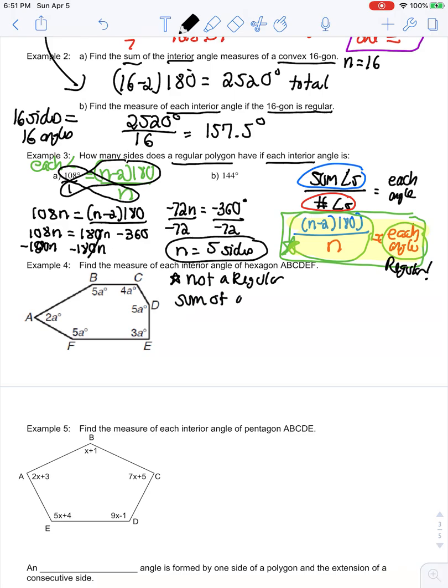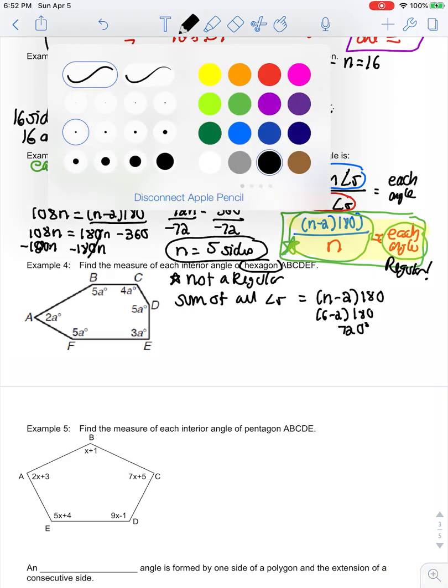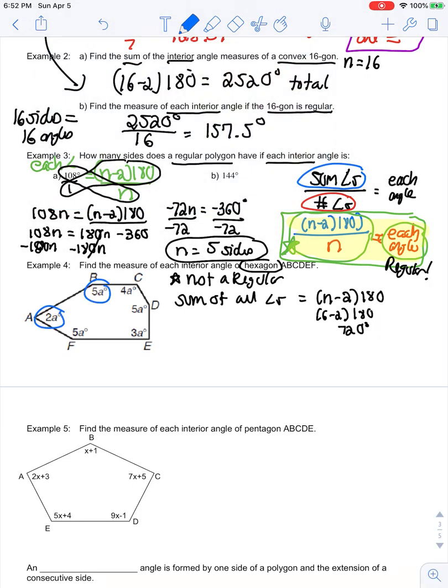The first thing we need to do is figure out what is the sum of all of the angles. Okay, to find the sum of the angles, we'll do the number of sides minus 2 times 180. In a hexagon, there are 6 sides, so 6 minus 2 times 180 is 720 degrees. What that means is that if I was to take all of these interior angles and add all of these together, it should equal this 720 degrees.